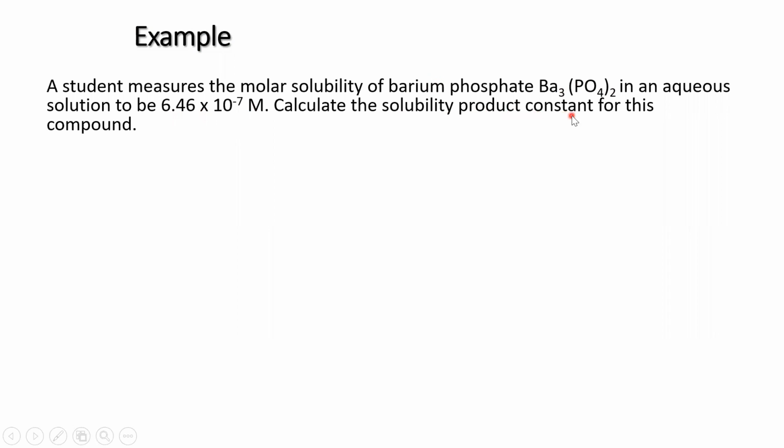So let's do it step by step. First thing, write out the dissociation of the salt. Write out your equilibrium. Keep in mind what the charge on the barium will be, what the charge on the phosphate will be, and how many barium ions and how many phosphate ions will you have in that equilibrium.